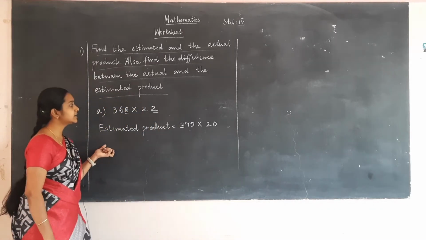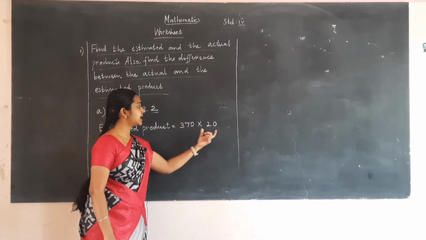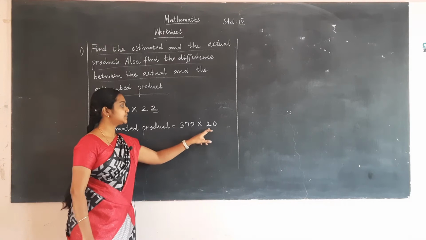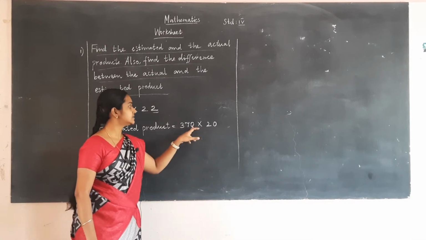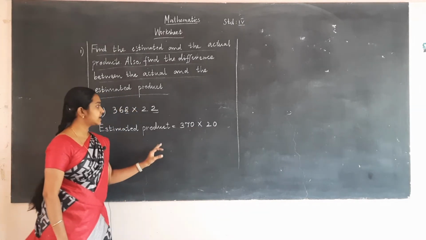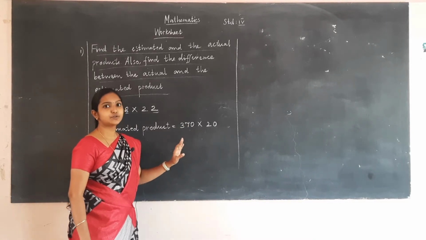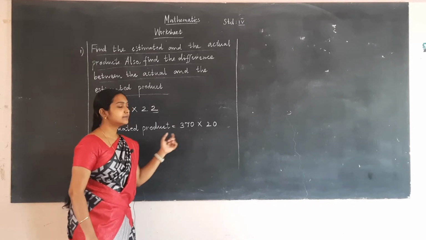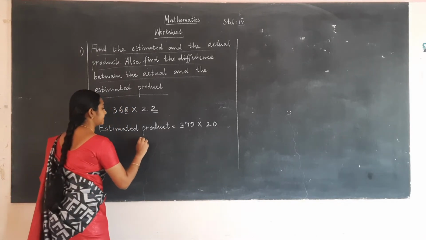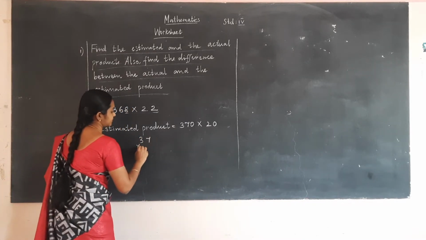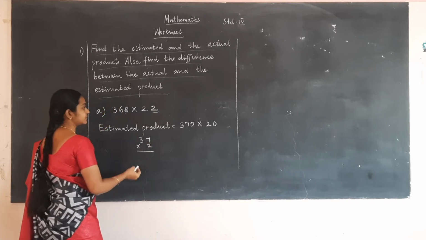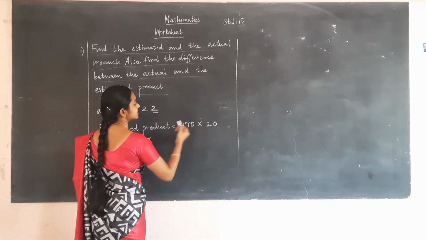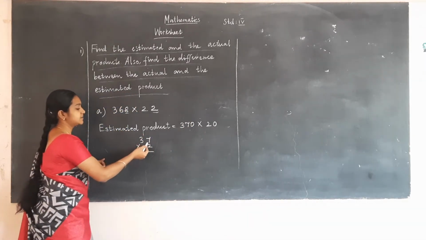We have to product 370 and 20. To multiply 370 and 20, we can leave the zeros in the last. If we have zeros in between, we should not omit them. But if it is in the last, we can leave them and multiply. I have omitted zeros and I have written only the numbers.